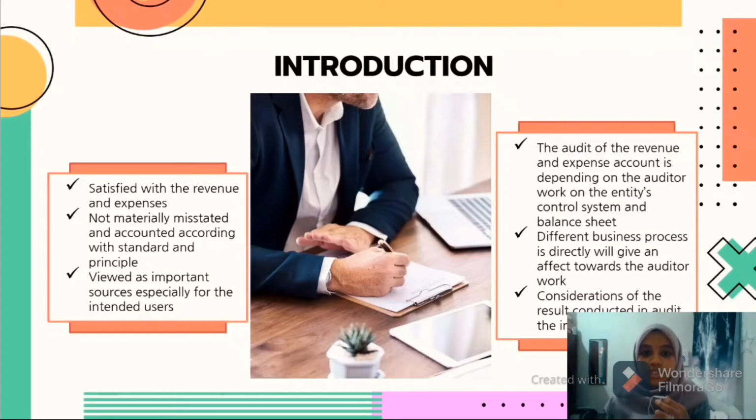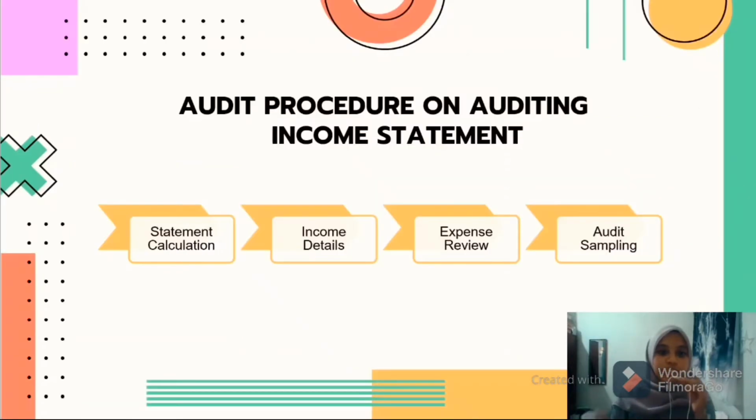So, next slide. Next, I will discuss the audit procedures for auditing the income statement. First, we will start with statement calculation. It is the first step in auditing the income statement, where auditors are responsible for verifying the summary calculation.